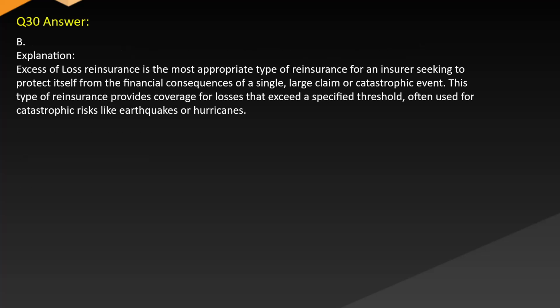Answer B. Explanation. Excess loss reinsurance is the most appropriate type of reinsurance for an insurer seeking to protect itself from the financial consequences of a single large claim or catastrophic event. This type of reinsurance provides coverage for losses that exceed a specified threshold, often used for catastrophic risks like earthquakes or hurricanes.